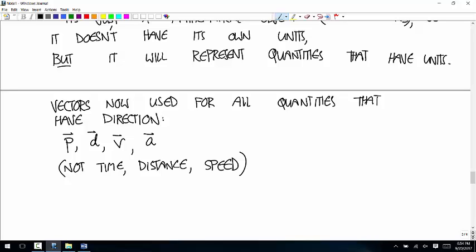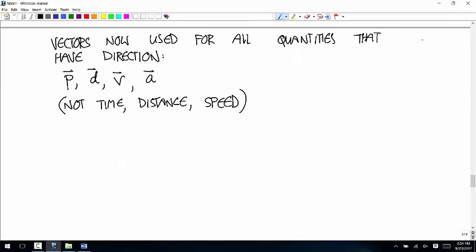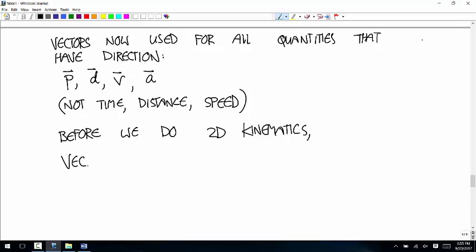Okay, so before we start talking about kinematics, we're going to get into the same definitions of all these things that we did in one dimension. I first have to define, so let me write that. Before we do 2D kinematics, we need vector math.